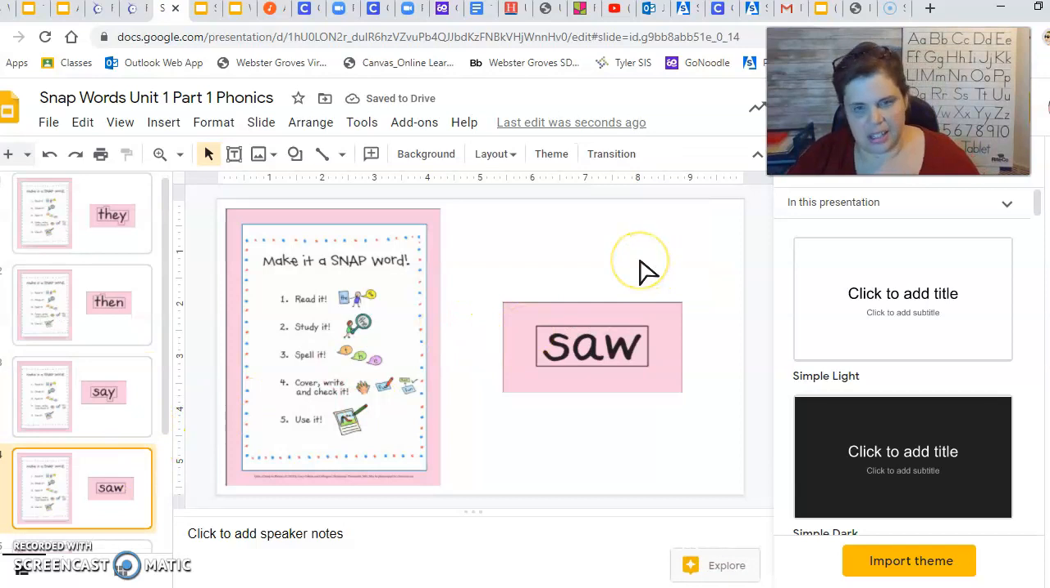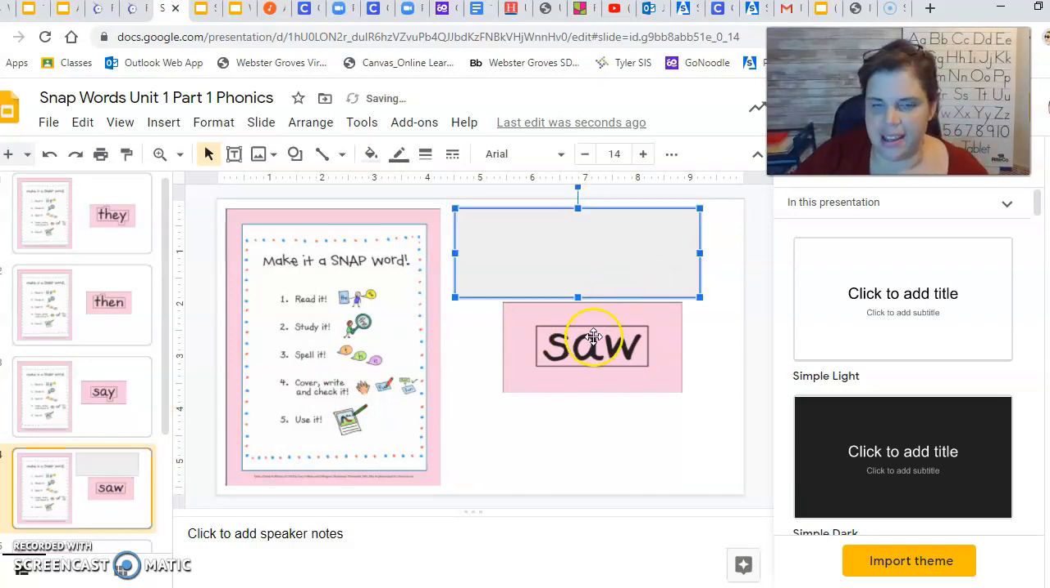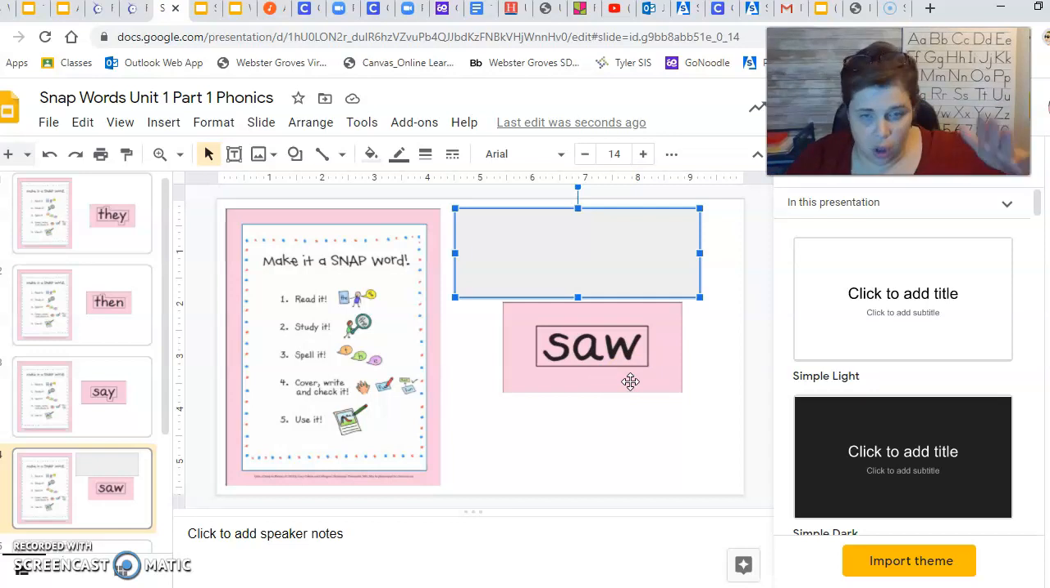Now, this is a little tricky. The last word was say, and this word is saw. You know how Mrs. Miller has been talking to us about making sure you're looking all the way through a word, that we have to look all the way to the ending? This is why words like they and then and say and saw are so tricky, because we have to pay attention to that ending part, that ending sound, that ending letter. So let's make this one a snap word. Let's read it together. Saw.